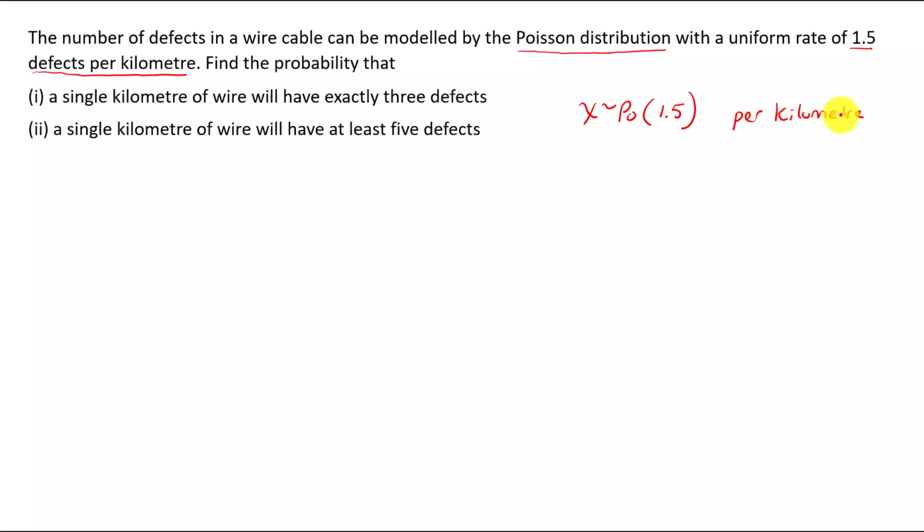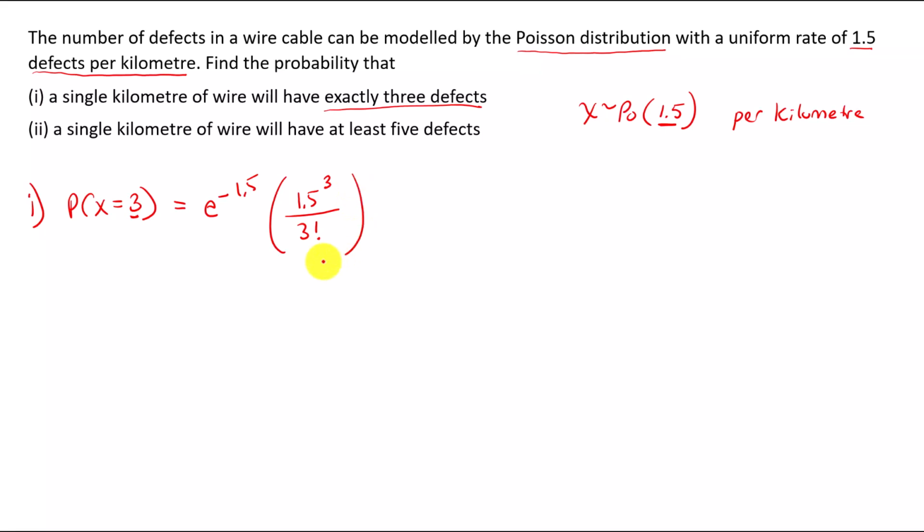And if our given interval changes, then we have to change our lambda based on that, and you'll see that in a future example. So for part 1, we need to find the probability that a single kilometer of wire will have exactly 3 defects. So we are trying to find the probability that x equals 3. Well, that's just going to be e to the negative lambda, and remember this is lambda, so 1.5. We're going to have lambda, and then whatever this number is, we're going to have that as our exponent, and then 3 factorial on the bottom.